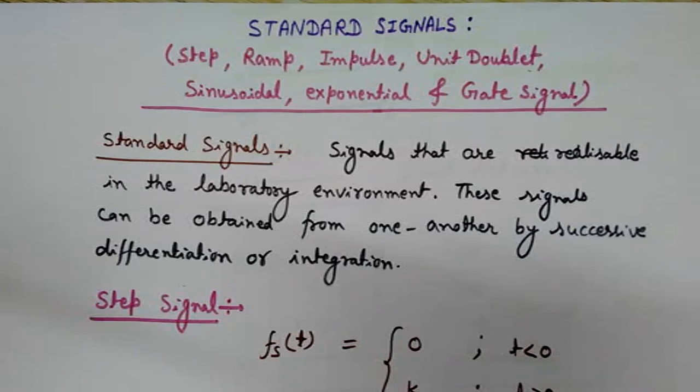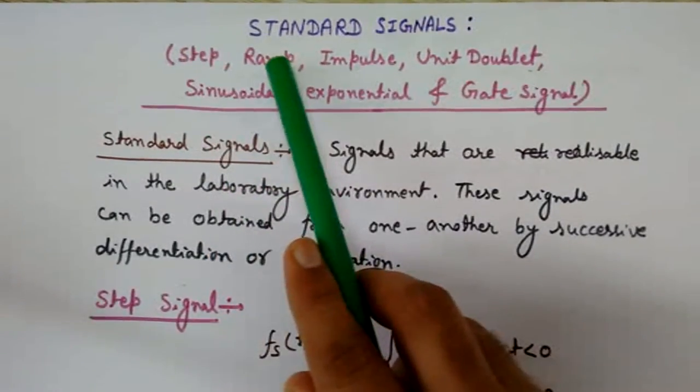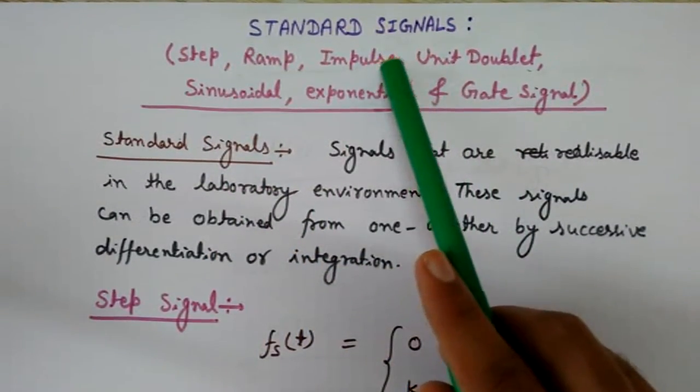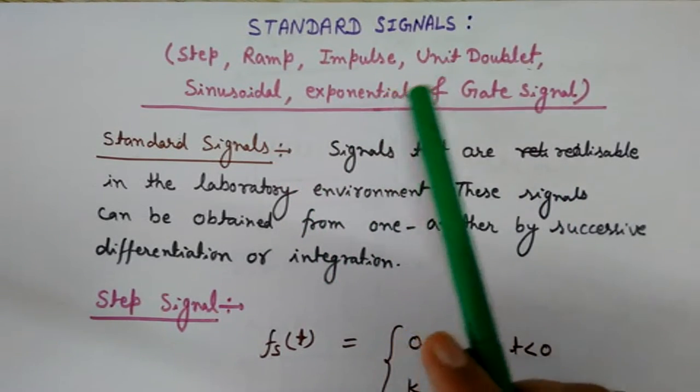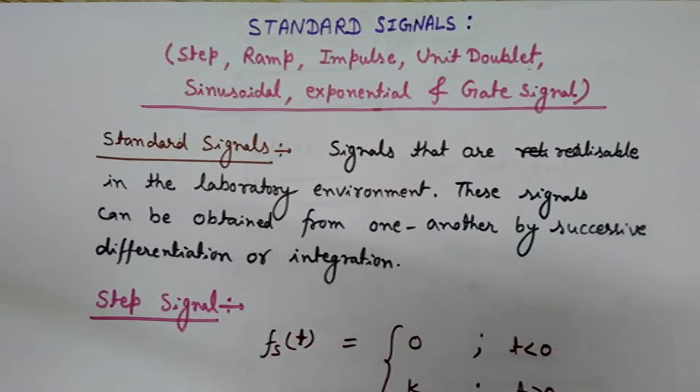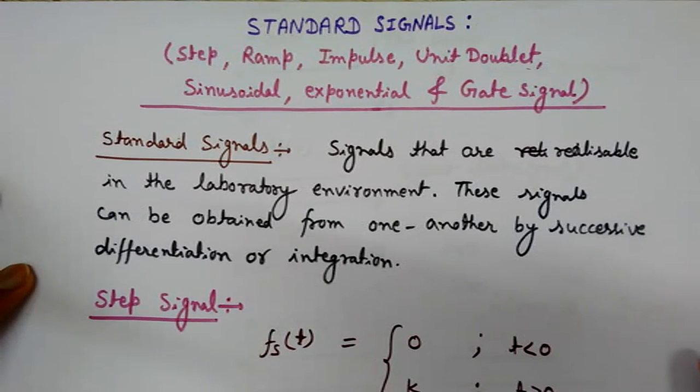So we will now discuss some standard signals like step signal, ramp signal, impulse signal, unit doublet signal, sinusoidal, exponential, and at last the gate signal. So let's discuss each of these signals one by one. First of all, let's start with the step signal.